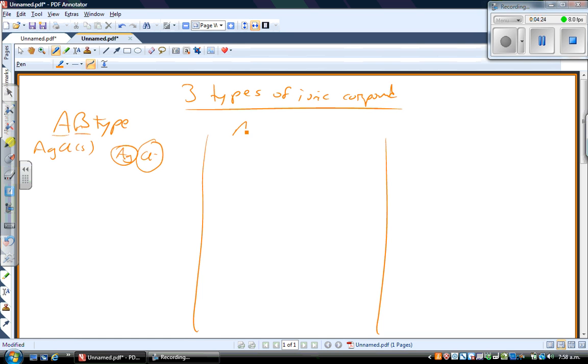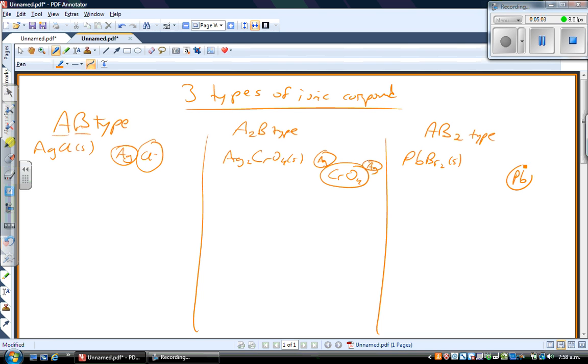The second type is an A2B type. A good example would be silver dichromate. There aren't too many examples of A2B types, but that's one there, silver dichromate. And what that looks like is you have your dichromate ion, and then you have two silver ions bonded to that. So that's an A2B type because the ratio of cation to anion is 2:1. And then the third type you need to know is an AB2 type. And a good example of that would be lead bromide, where you have one lead cation and then two bromide anions.